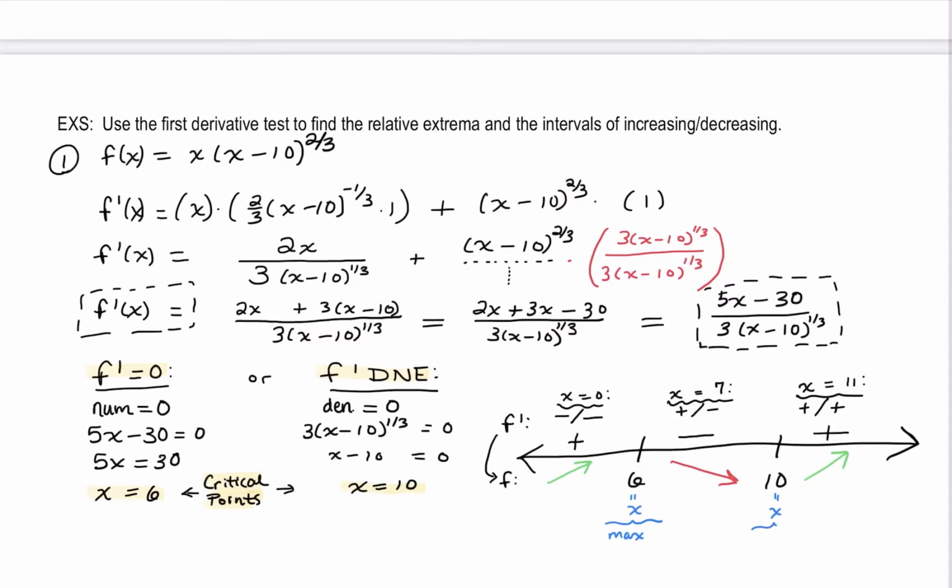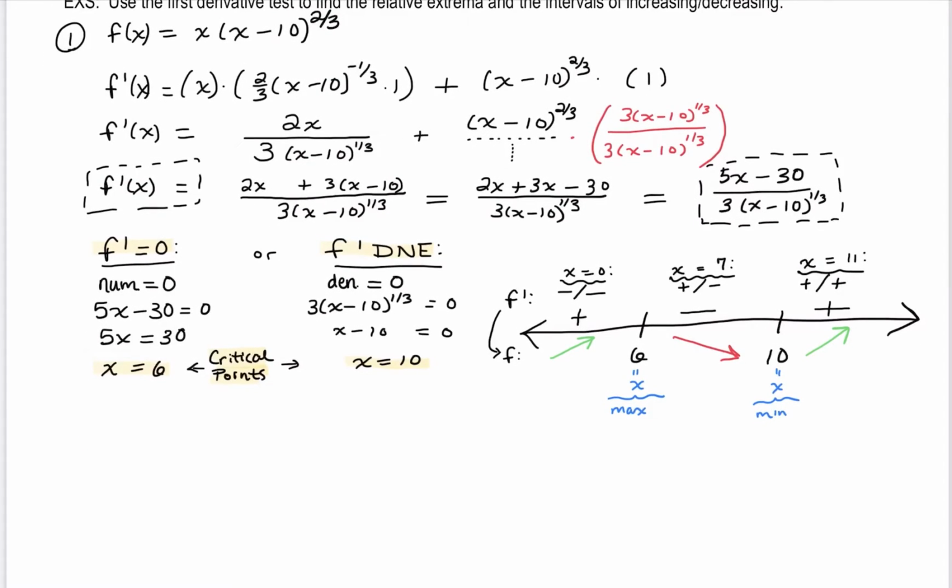X equals 10, if I'm changing from decreasing to increasing, this is going to be the location of a local min. So let's just write out all of our final conclusions here. So we just said that we have a local minimum at 10, and then it's always subbing back into the original function. So if you were to sub in f of 10, the binomial goes to 0, and then that's going to make the whole thing 0. And then we have a local max at 6.